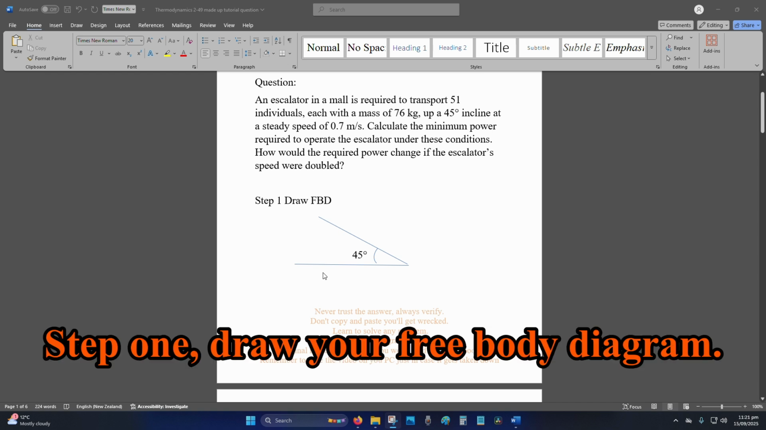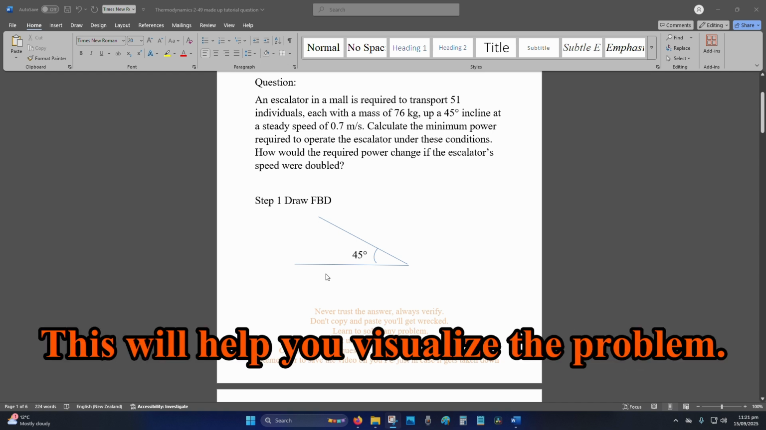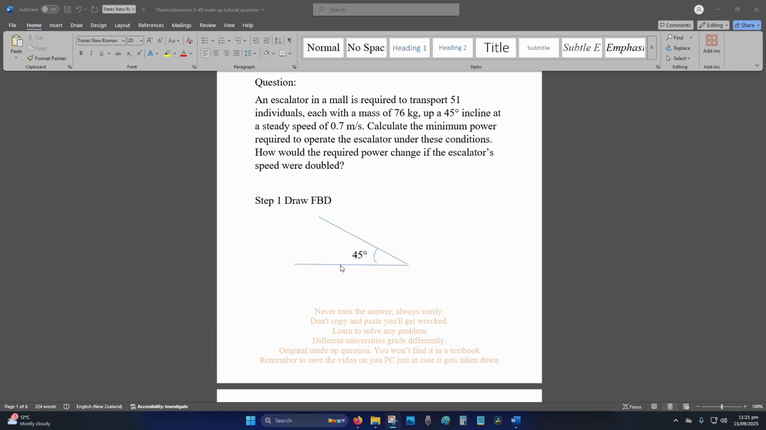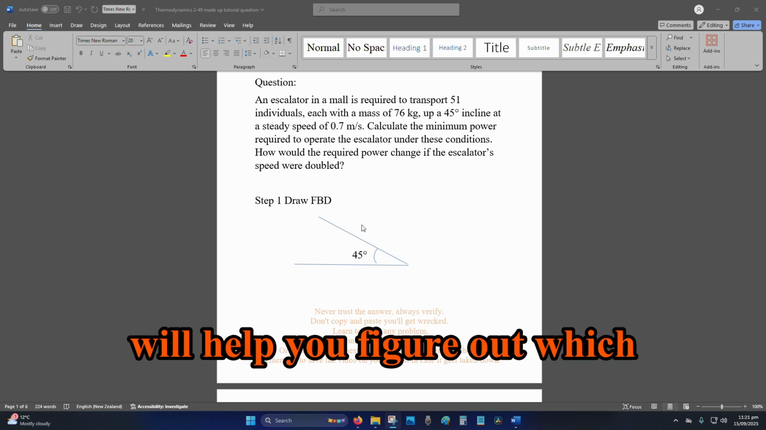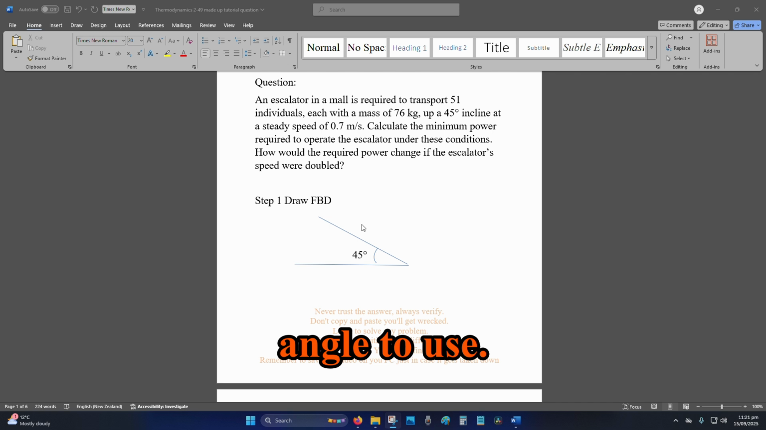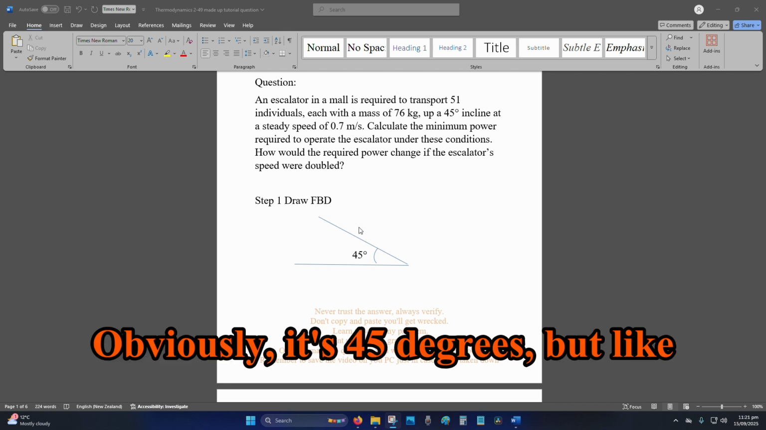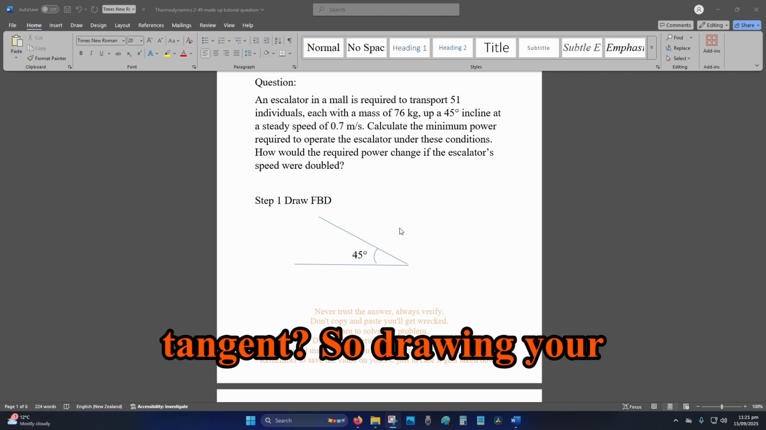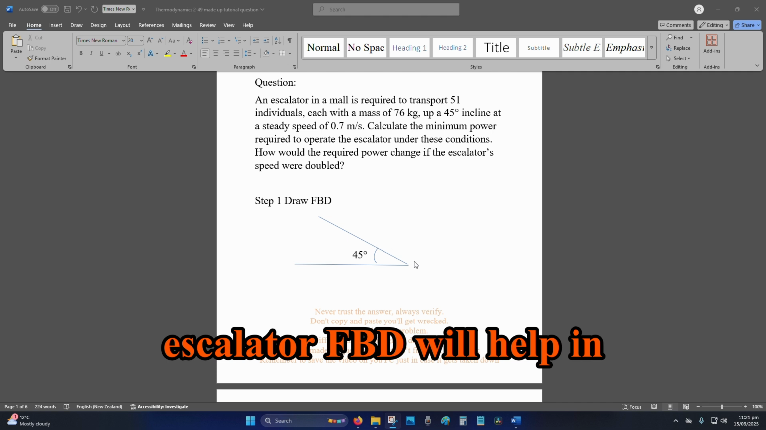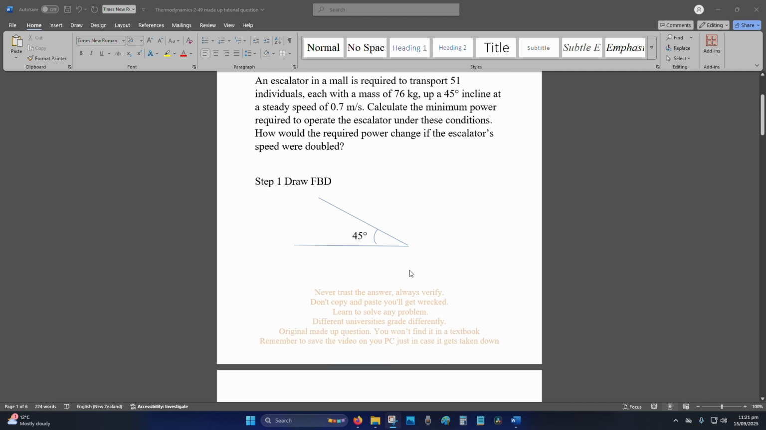Step 1, draw your free body diagram. This will help you visualize the problem. So in your FBD, this will also help you figure out which angle to use. Obviously it's 45 degrees, but do you use sine, cosine, tangent? So drawing your escalator FBD will help in figuring that out.